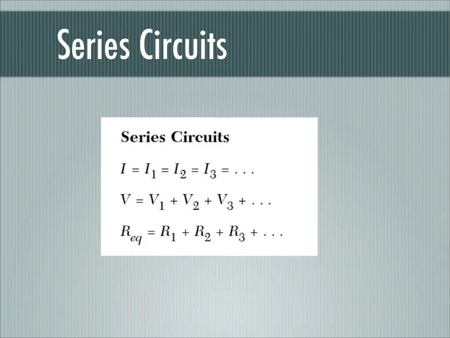And then finally, we had the equivalent resistance of resistors in series. You just add up the individual resistances to get the equivalent resistance because there is only one path. So that's how pressure, flow rate, and resistance are related in series circuits.